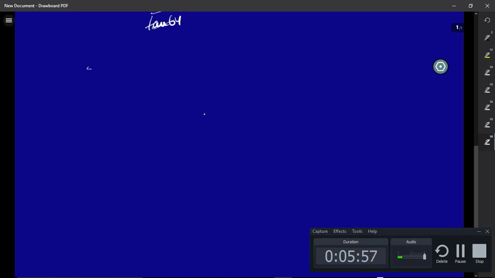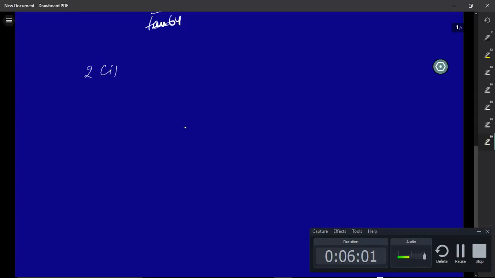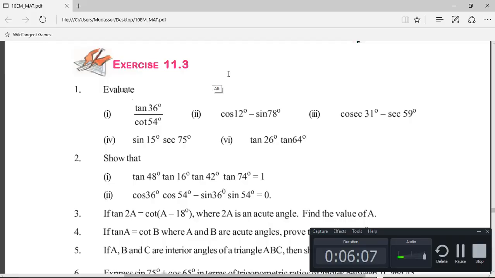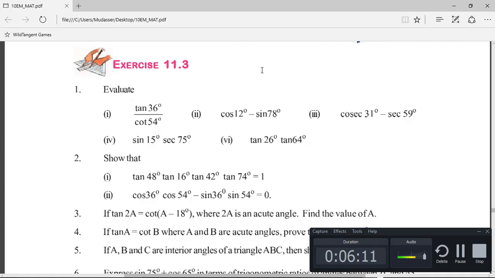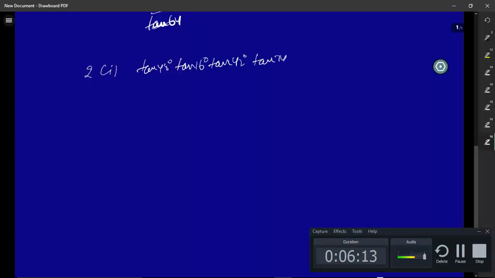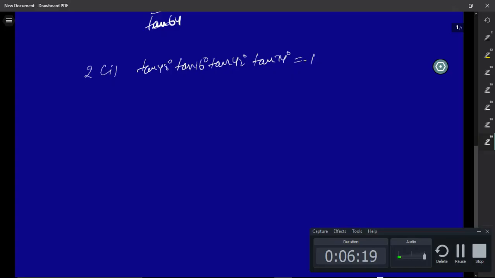Second question, first bit. tan 48 degrees, tan 16 degrees, tan 42 degrees, tan 74 degrees. I'll have to show that the value of this is equal to 1.